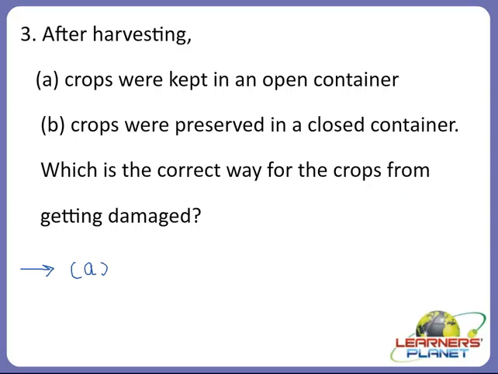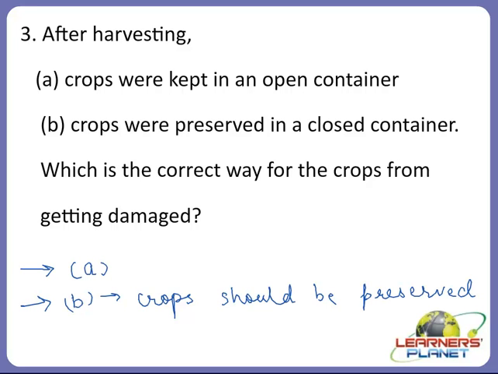So the correct way to keep the crops from getting damaged is B. That is, crops should be preserved in a closed container, because keeping them in a closed container will protect the crops from birds, insects and rodents like rats. Alright, and in this way the crops will be protected from getting damaged.